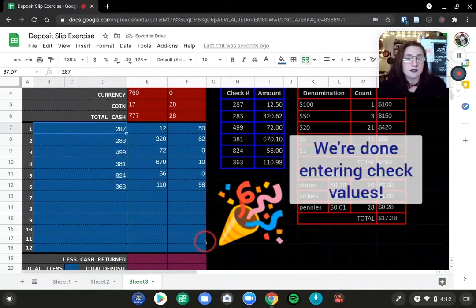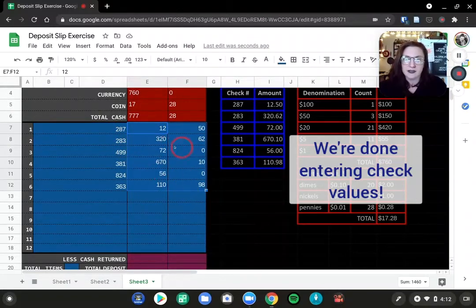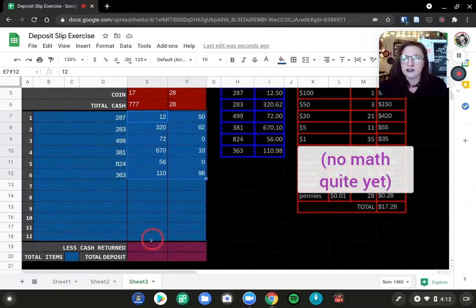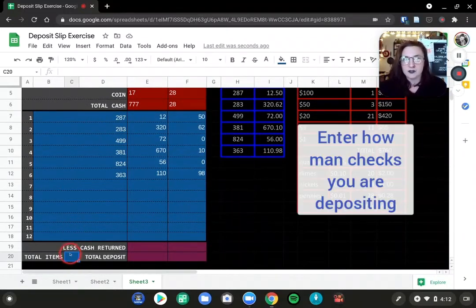We are not going to total the value of the checks here. We're not going to add these numbers up. We'll do it together in this purple section here in a minute. Make sure that you enter the number of checks that you have. When it says total items, they're talking about checks. And we have 6 checks here. So I'm just going to put a 6 right there.